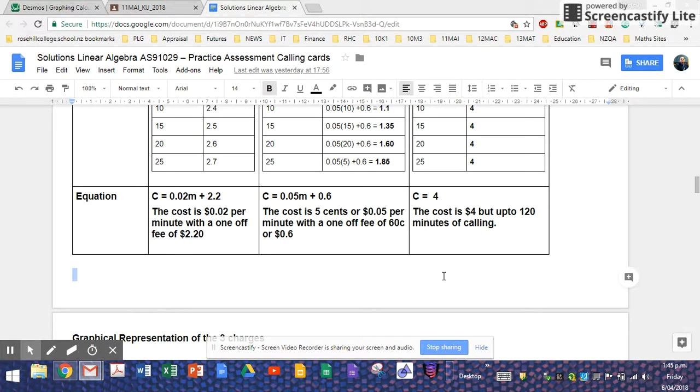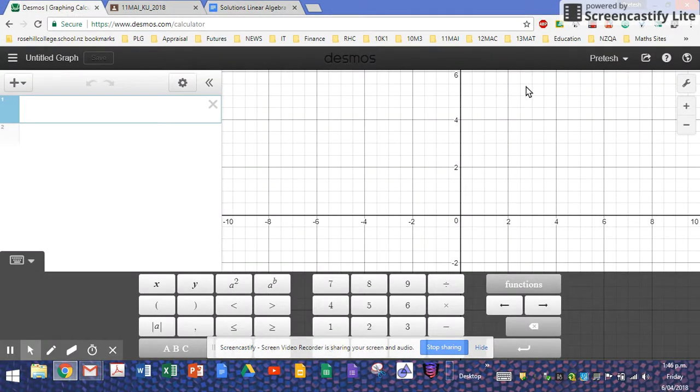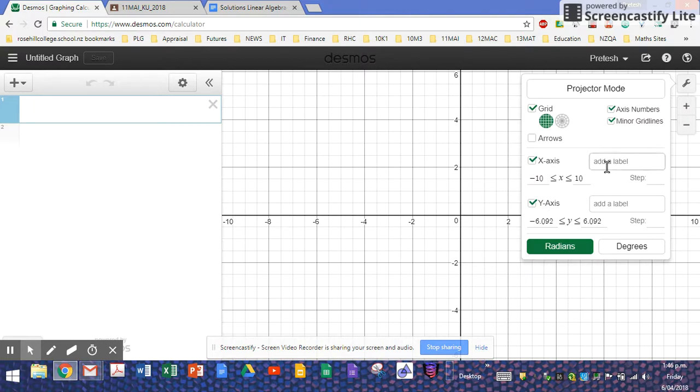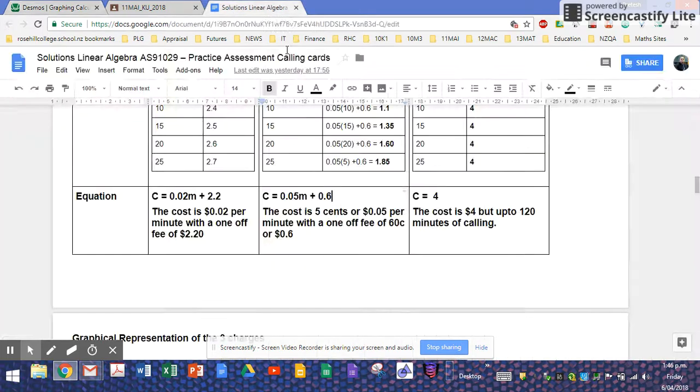Hi, I'm just going to very quickly show you how to graph these three equations. I use Desmos. First thing I do is I go to my settings, the graph settings, and I will change the settings here. Now going back to my equations, M is minutes, that's our x-axis, and C is charges in dollars, that's our y-axis.